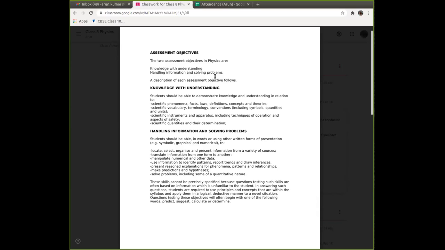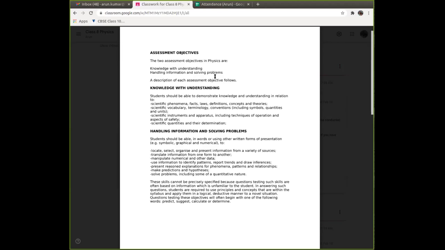These skills cannot obviously be precisely specified because questions testing such skills are often based on information which is unfamiliar to the students, in the sense that you may not have seen that particular question before, but you know the concept, you know the knowledge that goes into answering that question, or at least that is what I am testing you for. In answering such questions, students are required to use principles and concepts that are within the syllabus and apply them in a logical, deductive manner to a novel situation. By a novel situation, I mean a situation that may be unfamiliar to you.